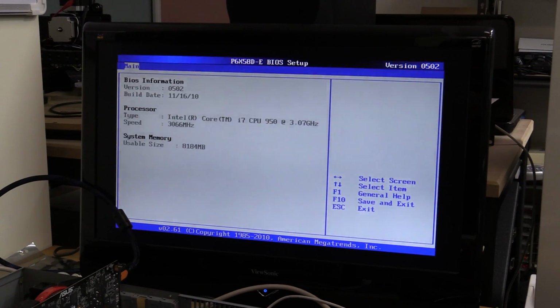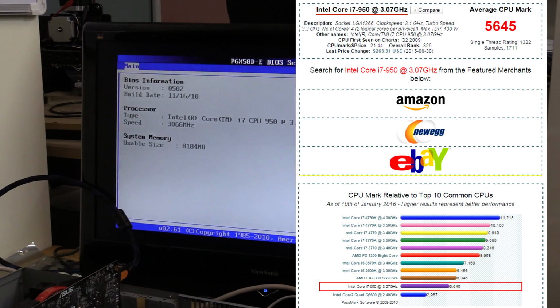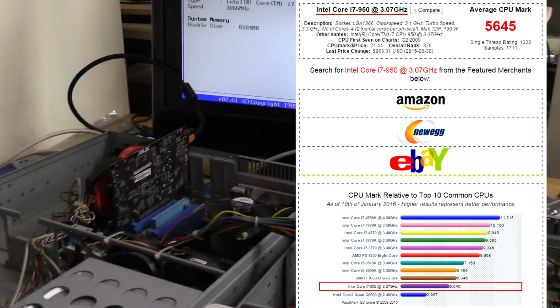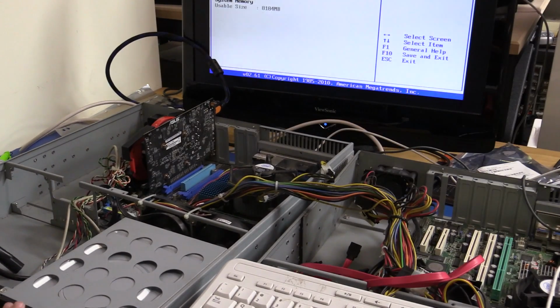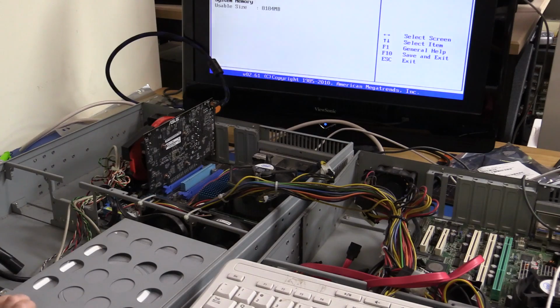And that one's still a bit of a beast, even though it comes from 2009 vintage. The i7-950 at just over 3 gig is around about 5600 on the PassMark. So technically better than the Xeon processor in that respect. What a Bobby Dazzler. Although, once again, it's a complete power hog. This thing's like 130 watts or something. It's nothing like the modern Core i7s, but yeah, what a winner.